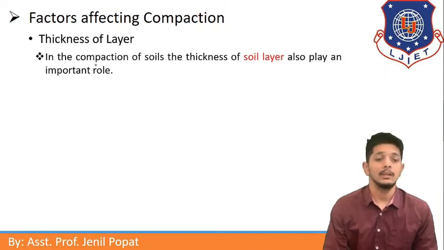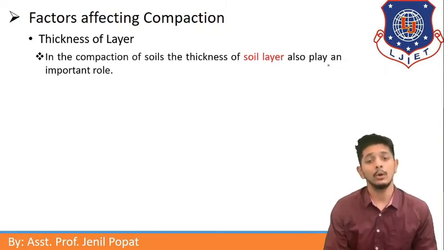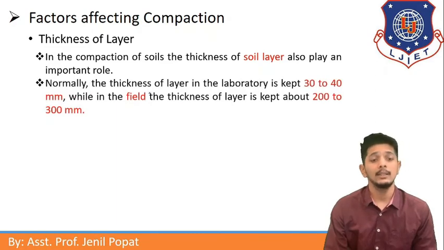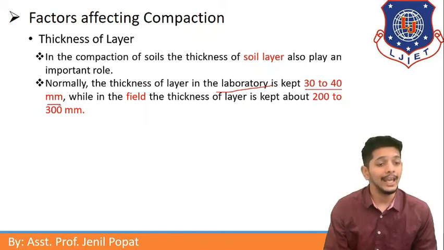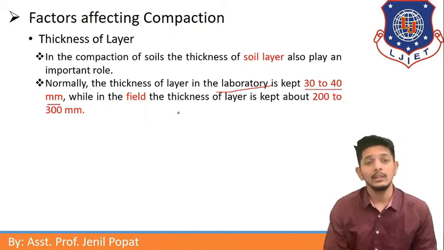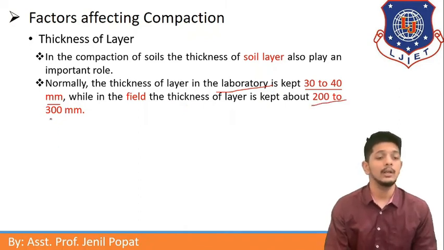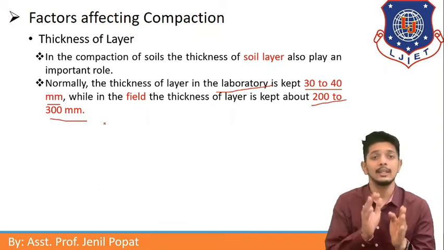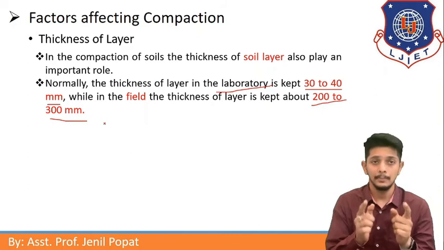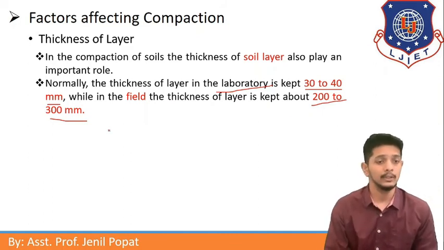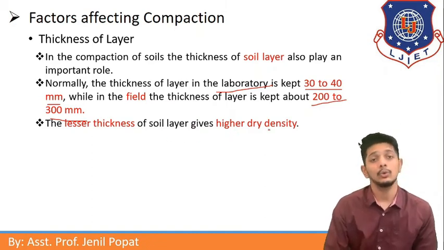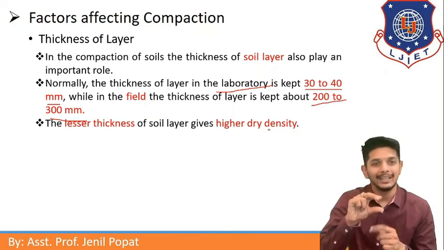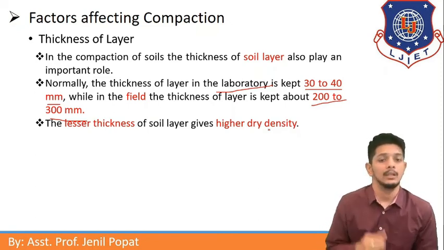Thickness of layer. In the compaction of soils, the thickness of soil layer also plays an important role. Normally, the thickness of layer in the laboratory is kept 30 to 40 mm, while in the field the thickness of layer is kept about 200 to 300 mm. So the thickness of layer kept in laboratory and field are different. So please be attentive here. Let us move further. The lesser thickness of soil layer gives higher dry density. So lesser thickness of soil will give higher MDD. Let us move further.